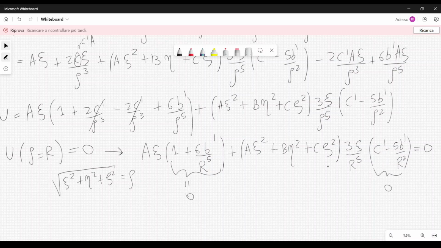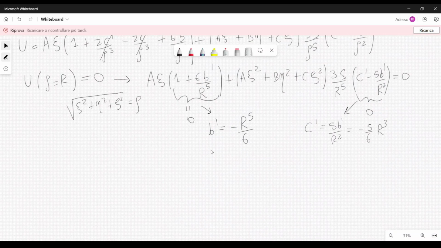Because the expression cannot depend on xi, eta, and zeta, that should be set equal to 0. So we get b prime equal to minus r to the fifth power over 6 from here, and from here we get c prime equal to 5b prime over r squared, which is equal to minus 5 over 6 r cubed.